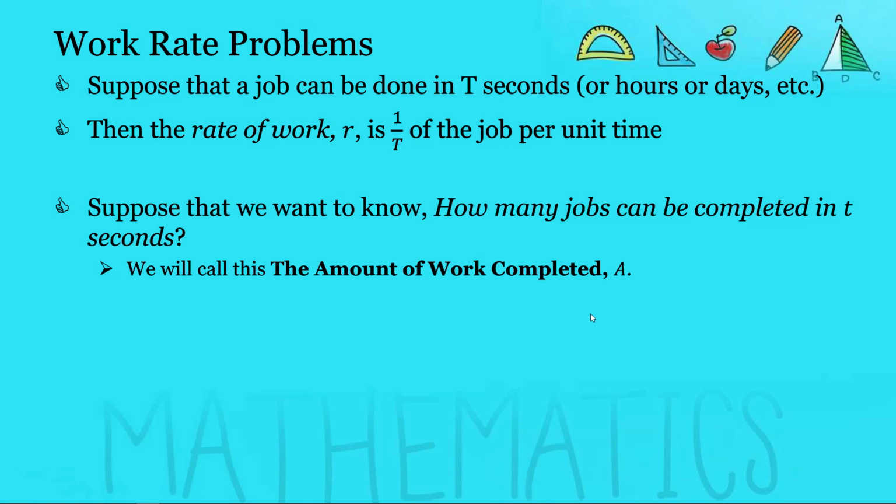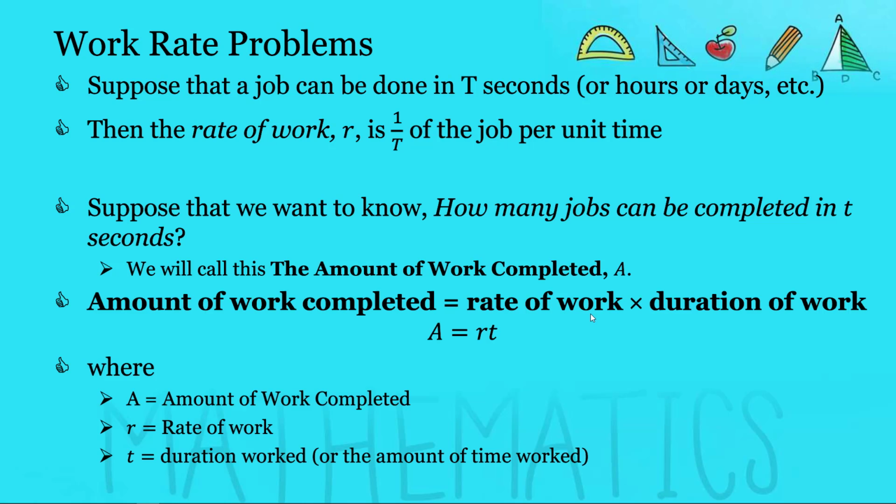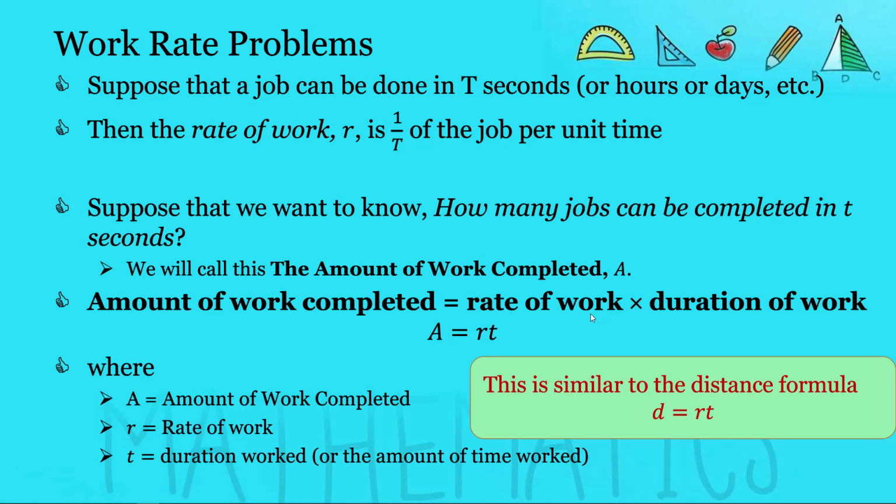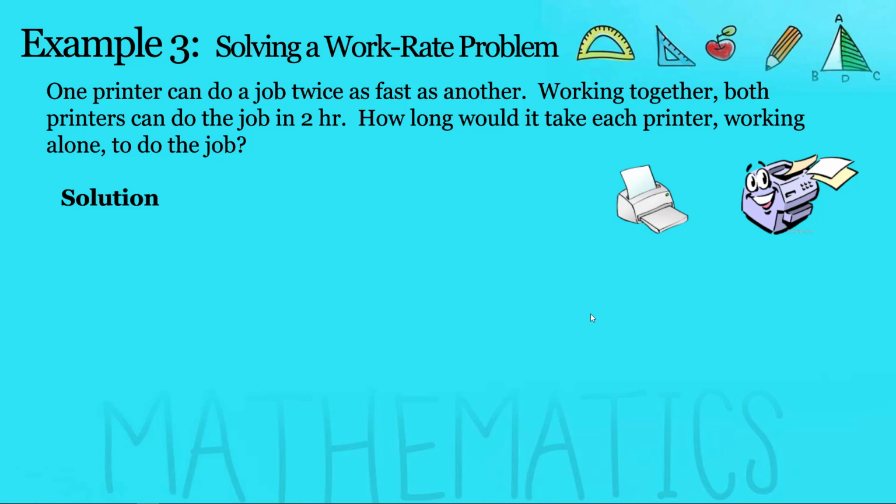Okay, so suppose that we want to know how many jobs can be completed in t seconds. Well, this is called the amount of work completed, and that will be equal to the product of the rate of work times how long you've actually worked while at that particular rate. And that's pretty much all that work rate is. Okay, and as you can see, it's kind of simple. It's similar to the distance formula, except here the rate has to do with the task at hand as opposed to velocity.